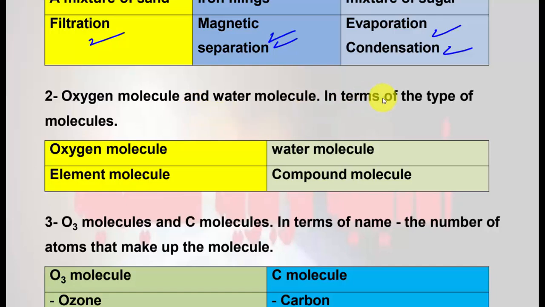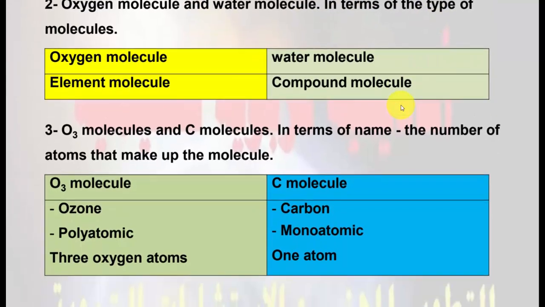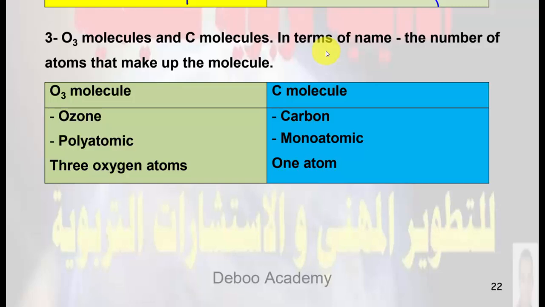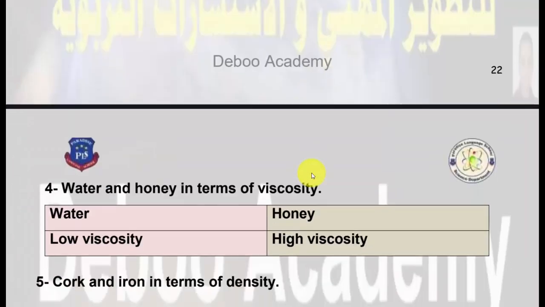Oxygen molecule and water molecule in terms of type of molecule. Oxygen consists of oxygen, while water consists of two hydrogen. Here oxygen molecule O2, here water molecule H2O. This is an element and this is a compound. Why is this an element? Here similar atoms, here different atoms. O3 molecule and C molecule in terms of name and the number of atoms that make up the molecule. O3 molecule is called ozone, polyatomic with 3 oxygen atoms, while carbon is monoatomic, consisting of 1 atom.